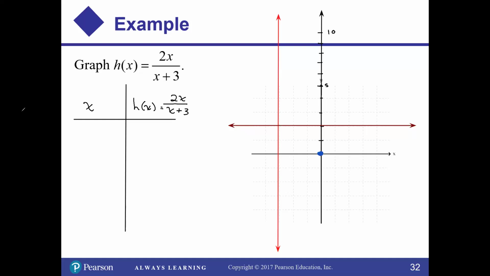So we're going to look for a couple points. We definitely want to look on both sides of the vertical asymptote, because that's going to be a breaking place where things change. So this is 1, 2, 3. We're going to look at a point at -4 and a point at -5.